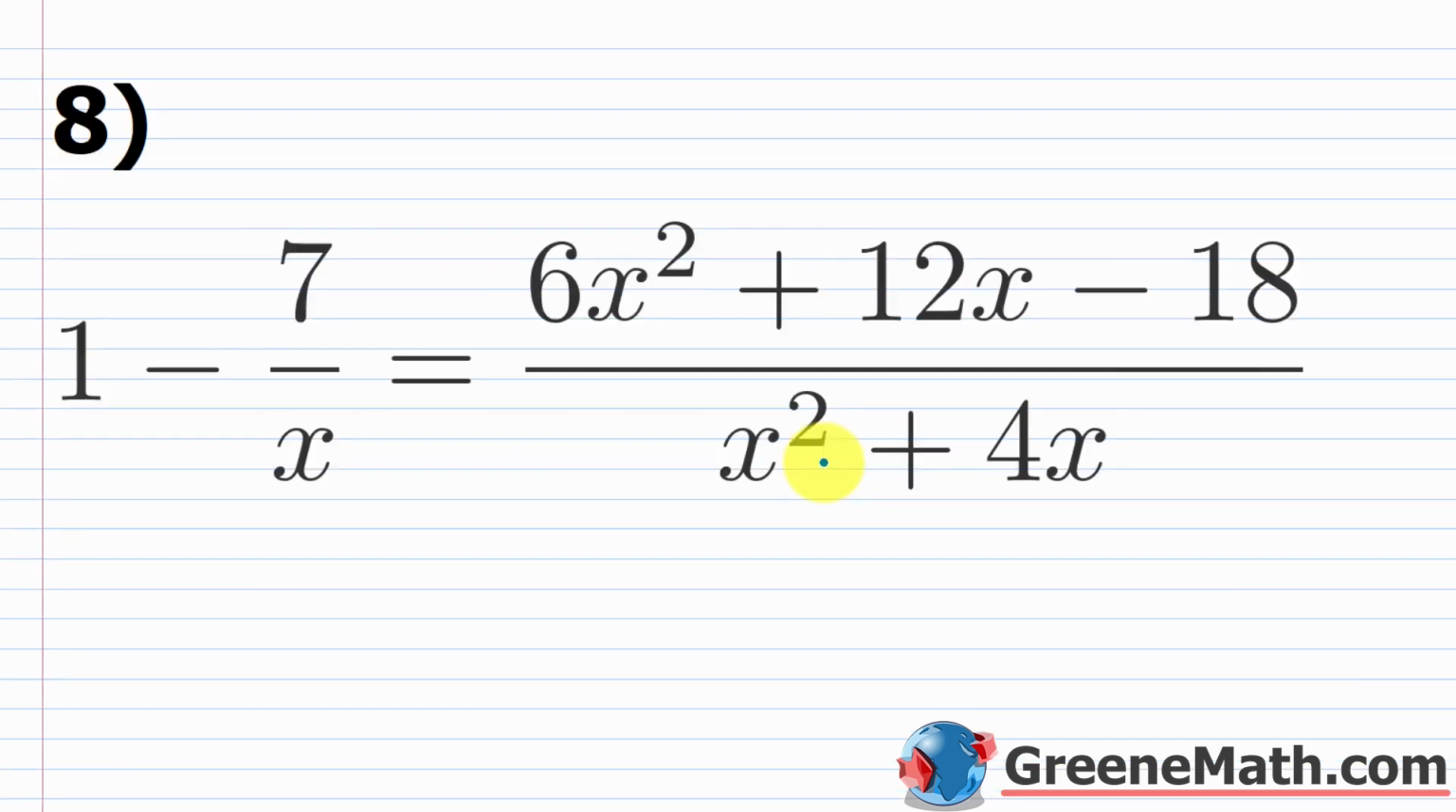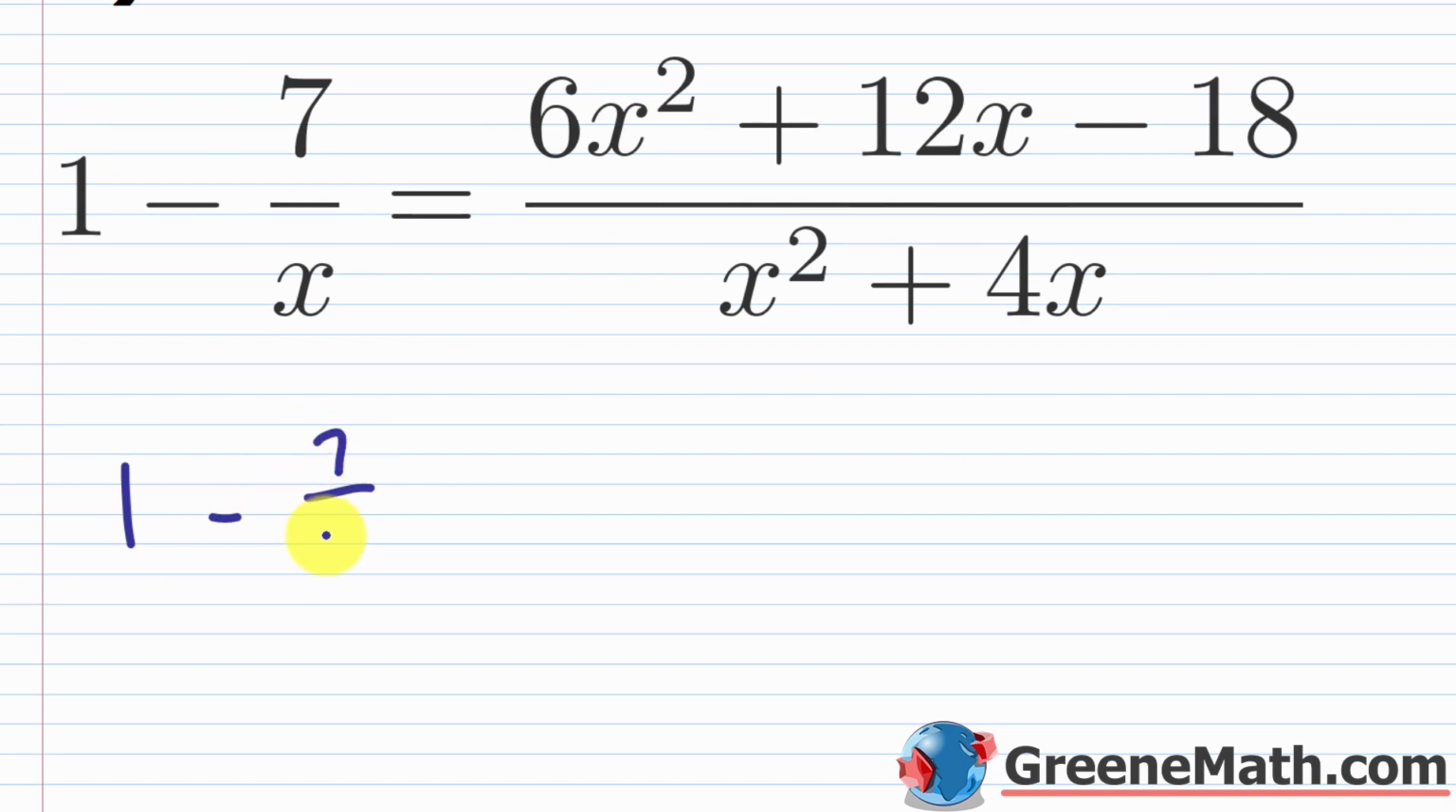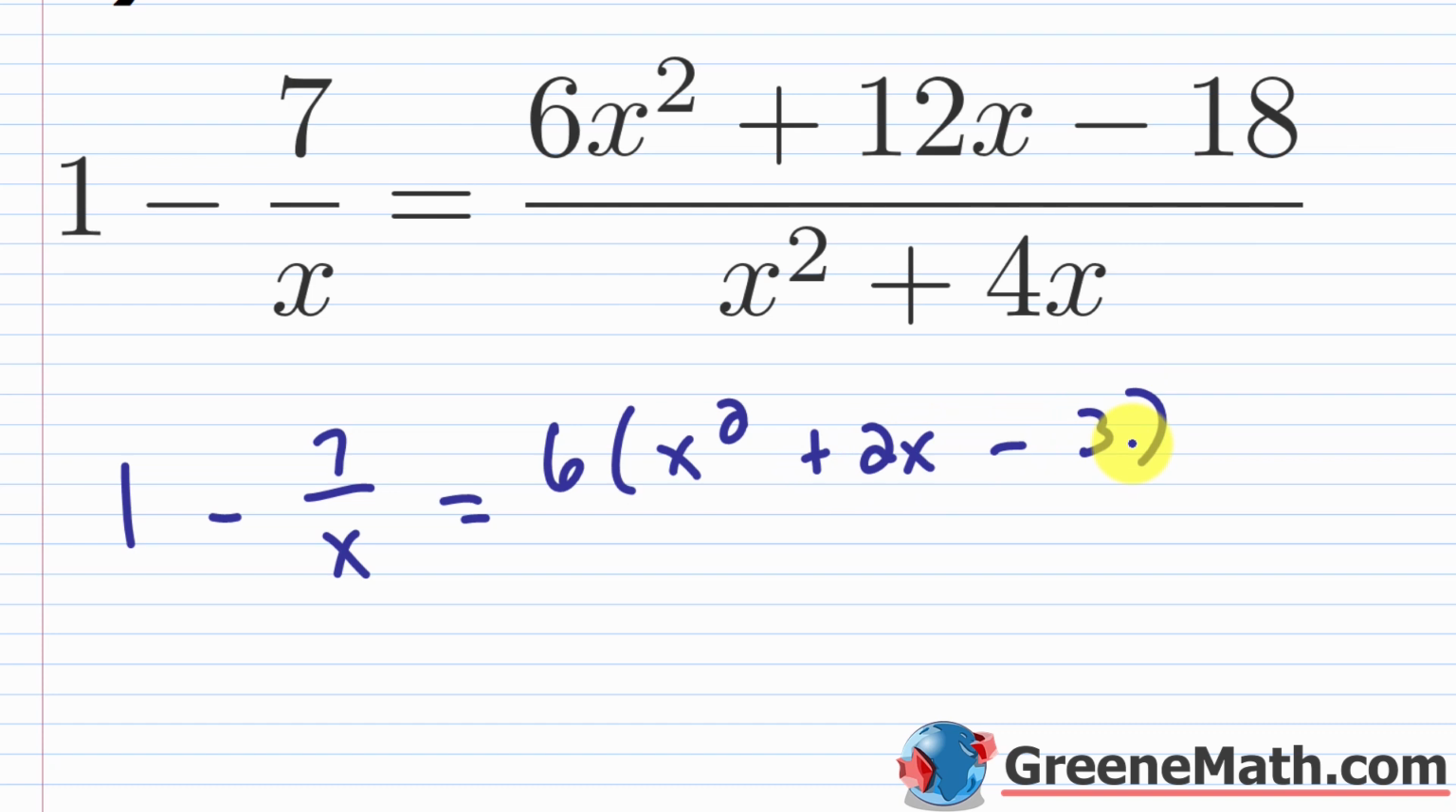All right, let's take a look at problem number 8 now. So we have 1 minus 7 over x is equal to 6x squared plus 12x minus 18 over x squared plus 4x. So let's write 1 minus 7 over x. This equals, up here, let me pull out a 6. That would give me x squared, and then plus 2x, and then minus 3. And I could further factor that.